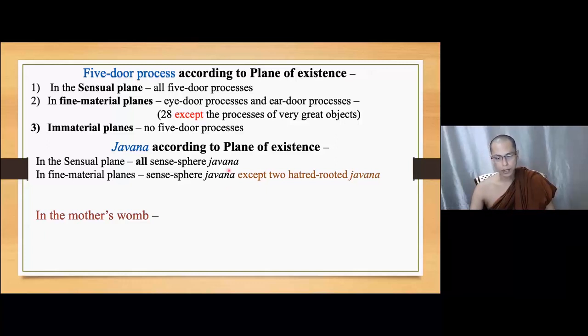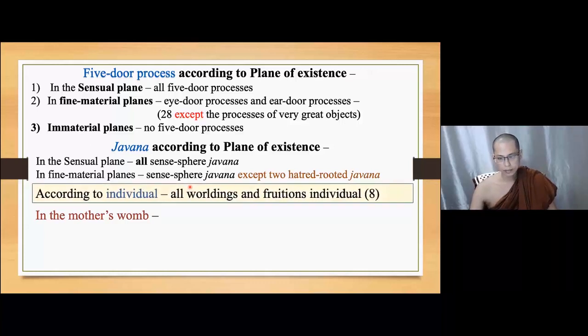So the other 27 sense-sphere Javana can arise in the rupa-vacara realms, the five material plane. Now in the immaterial plane, we don't need to say because there is no five-door process. So no consciousness related to the five-door process can arise in the immaterial planes. Then let's see according to the individual.